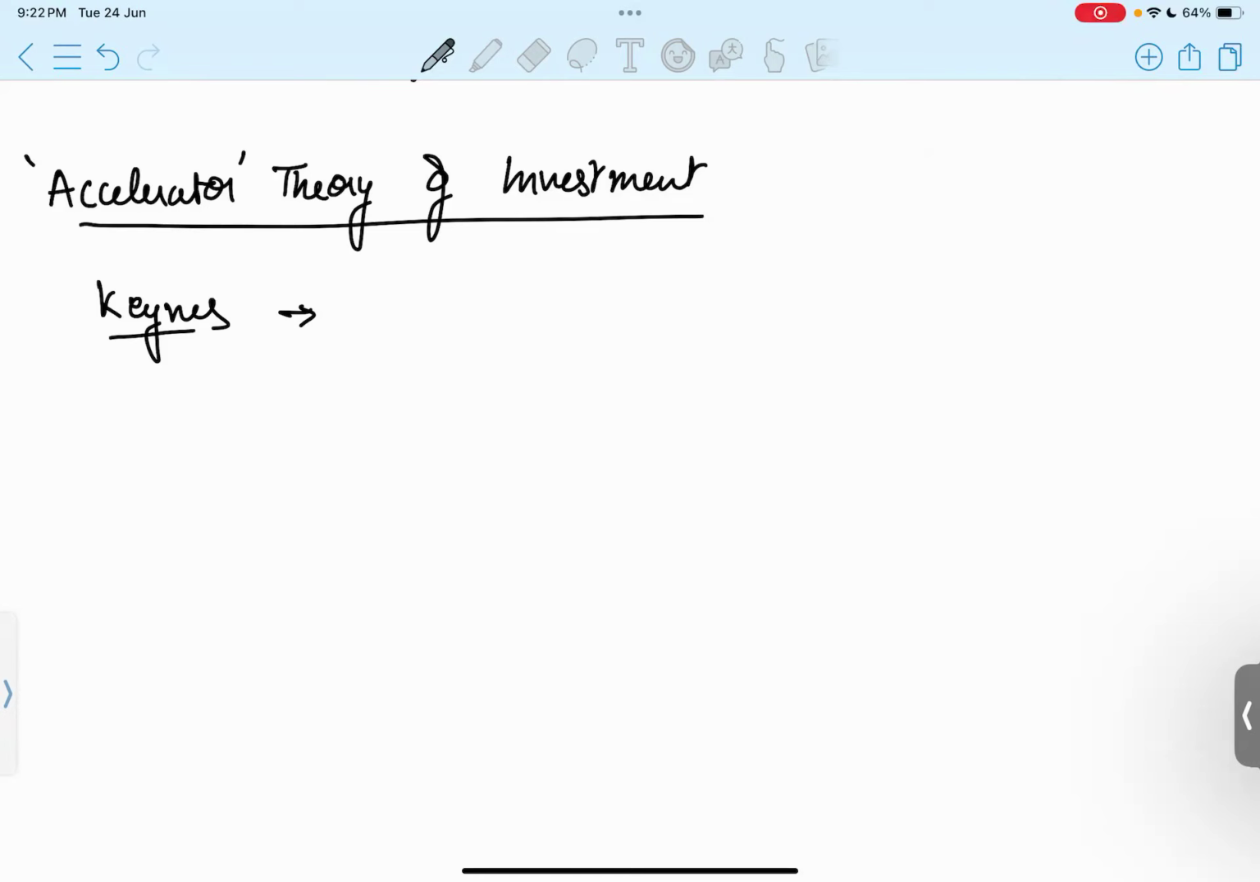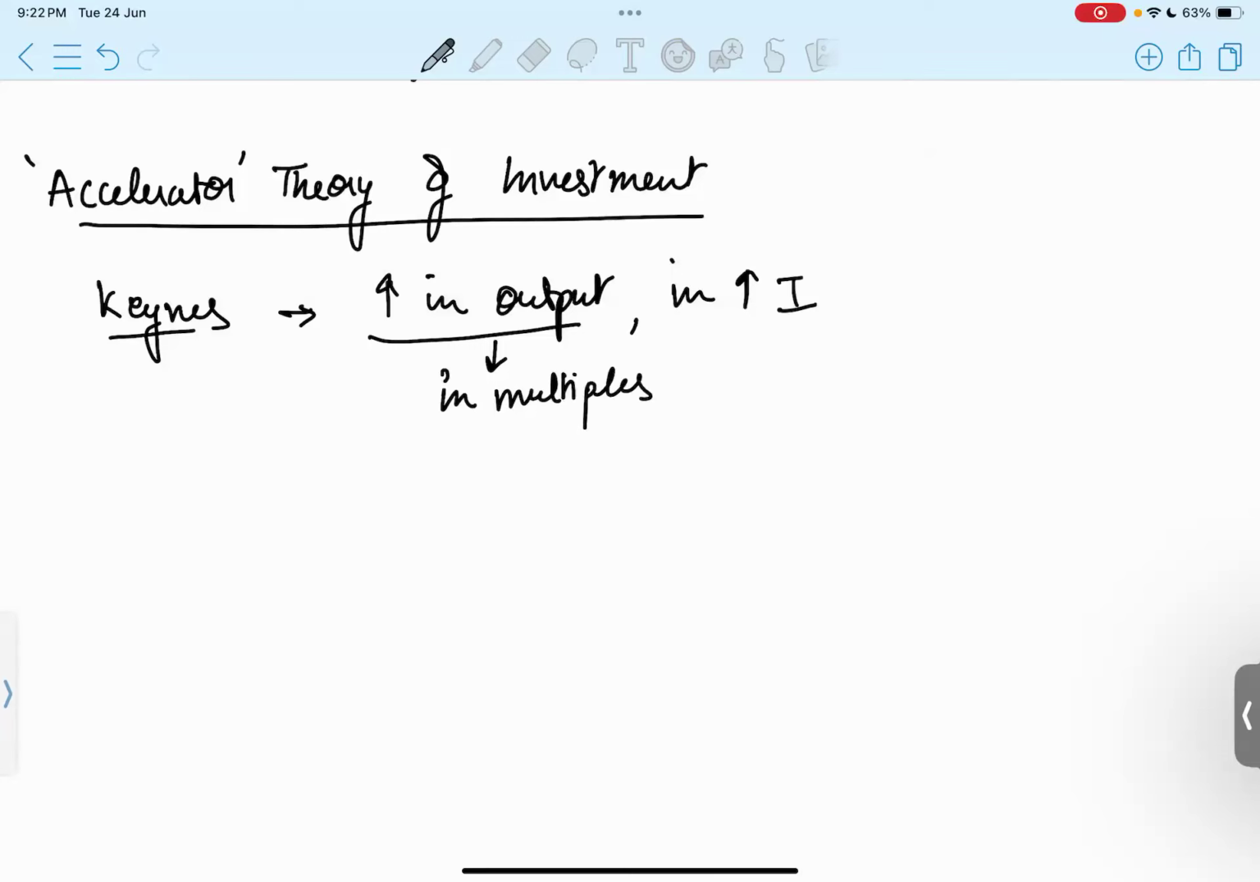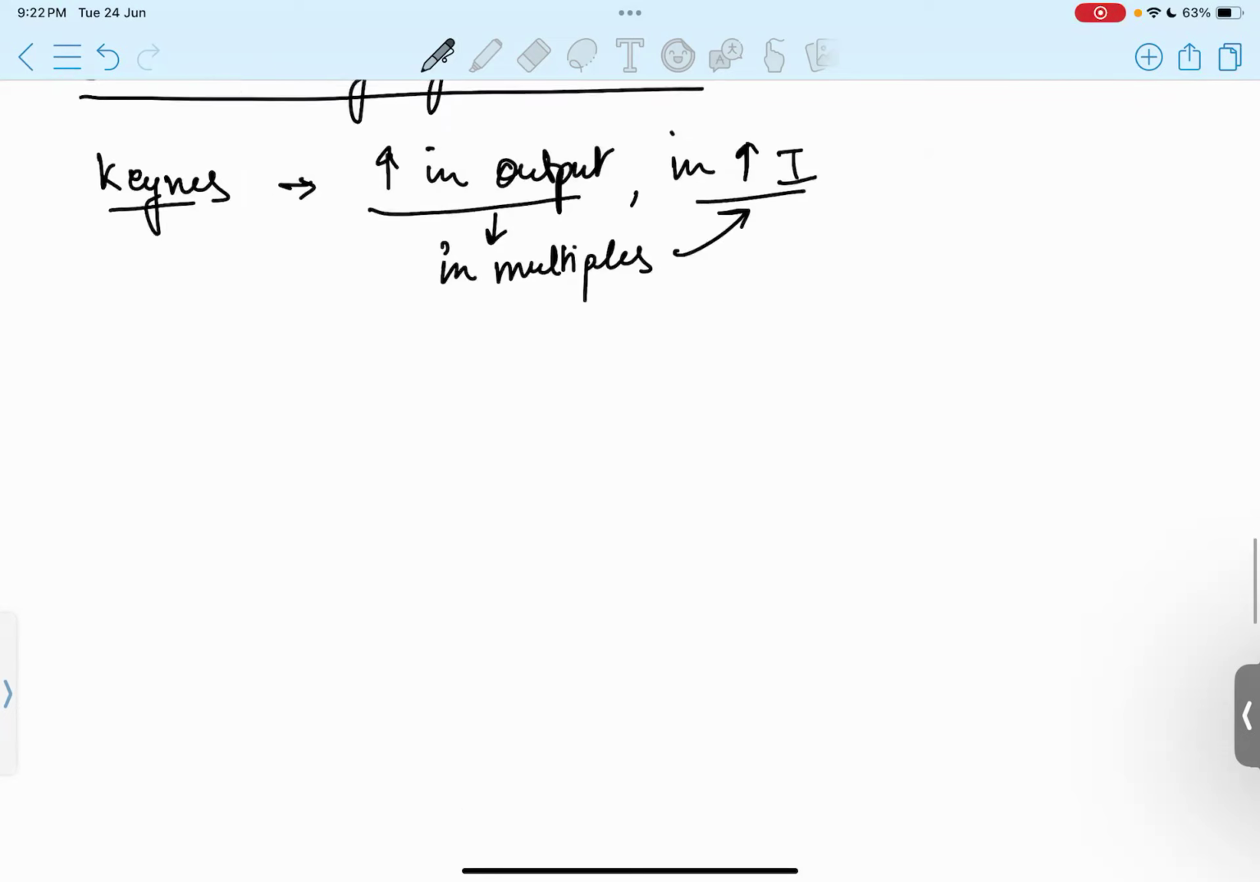what is going to be the increase in the total output in the economy because of an increase in, let's say, the investment. If that is changing by a certain amount, the amount of increase in the total output, the GDP, is going to be in multiples of the increase in the investment, or change in the investment.